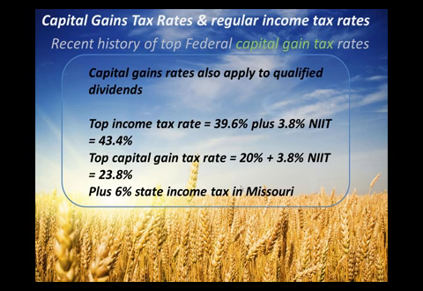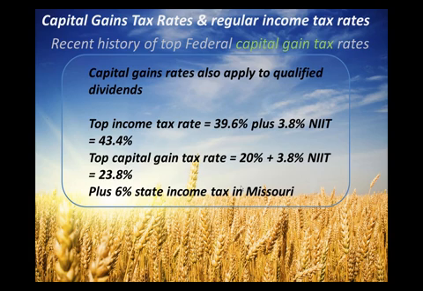If you want to put these rates in perspective then, the top tax rate is 39.6% plus 3.8% net investment income tax, 43.4% combined rate, plus 6% state tax if you're in Missouri. Some states are higher than that. Some states do not have income tax.